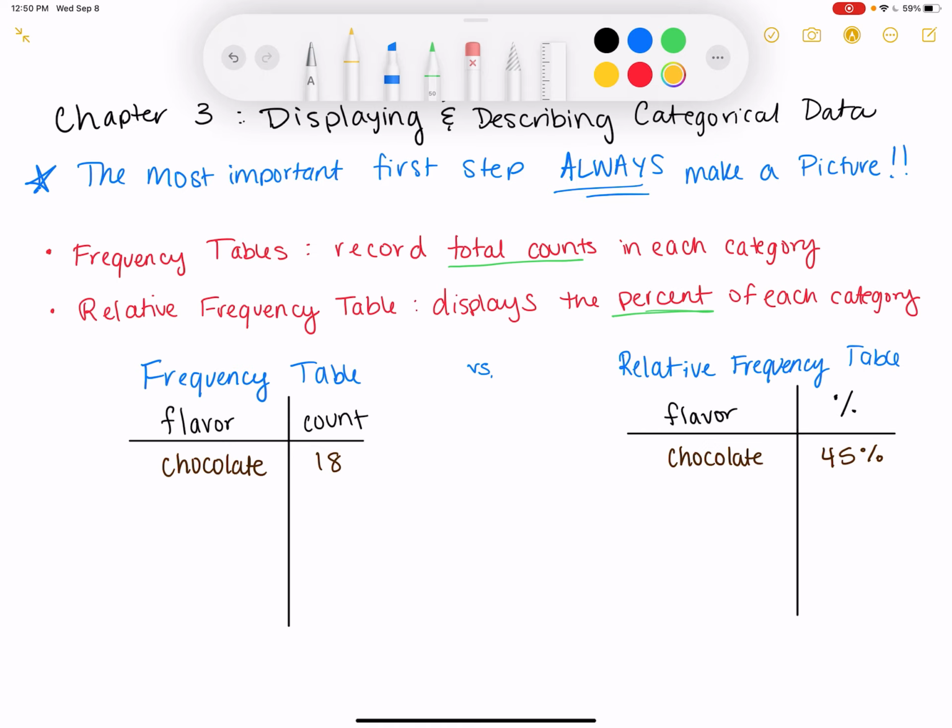Vanilla. It's going to be 10. And it's going to be 25%. Is there going to be a total bar on today? A total bar, like at the bottom? No, not for this one. And then red for strawberry.